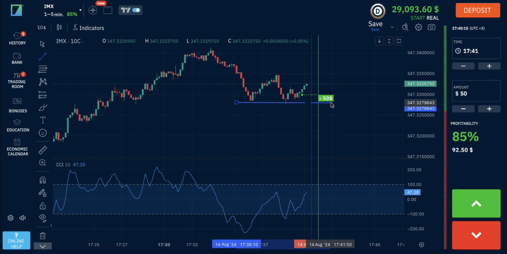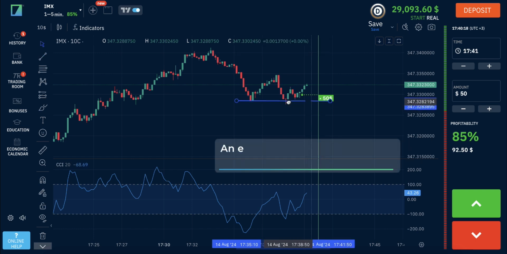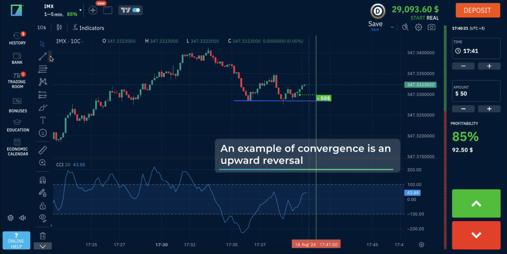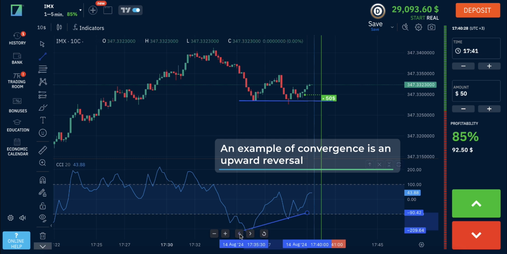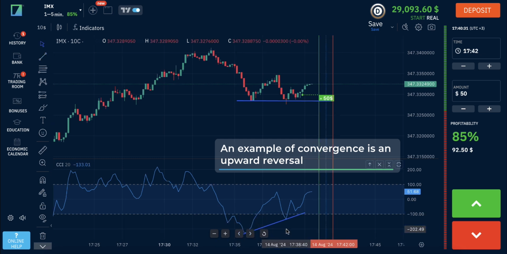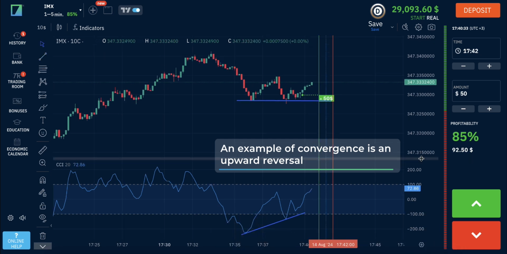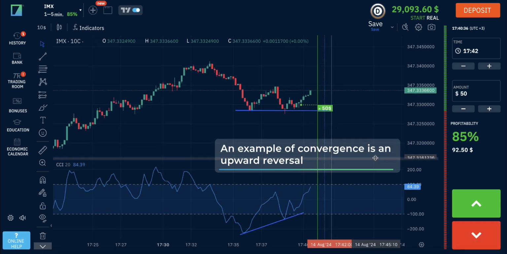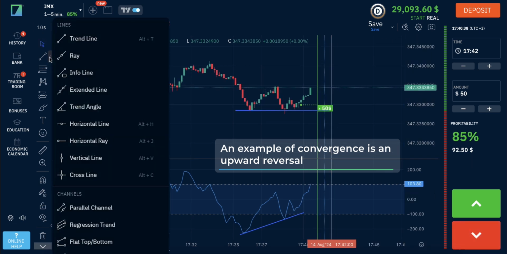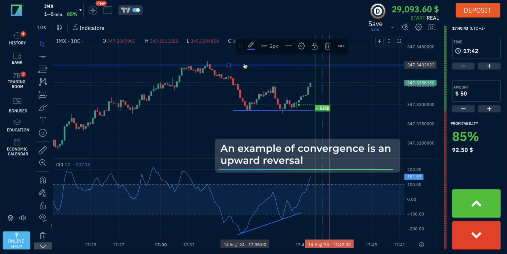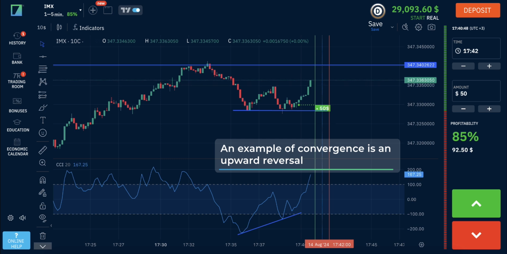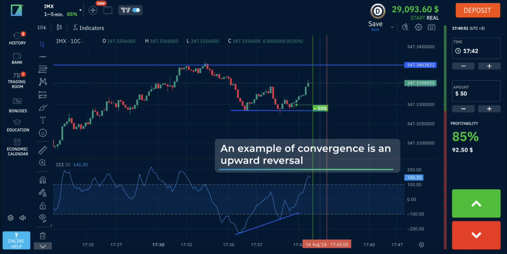Let's analyze some examples, starting with convergence. In this chart, we see the price fluctuating within a range without moving higher or lower. A solid price support has formed. However, the CCI indicator disagrees, trending upward and outpacing the price chart. In this case, the asset's price is falling while the indicator is rising, signaling a convergence, which suggests an upcoming upward reversal. Therefore, the correct move here is to open a trade on the upside, which is exactly what I did. Also note that a new trading range has formed on the chart.